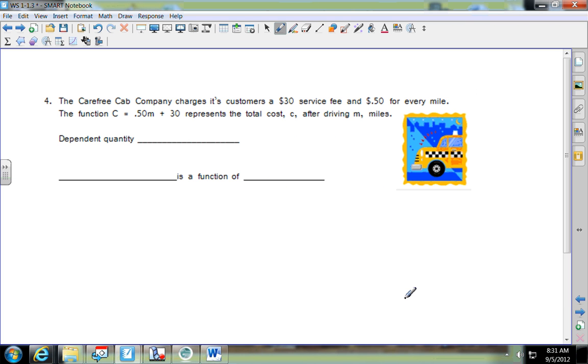Next one, you can pause the video and come back and see how you do. The Carefree Cab Company charges its customers a $30 service fee and 50 cents per every mile. The function C equals 50 cents M plus 30 represents total cost C and miles driven M. What is the thing that has to happen first? Well, this is the same as saying y equals 0.5x. First thing you have to do is drive the miles. This is the independent variable. Your dependent is the total cost.